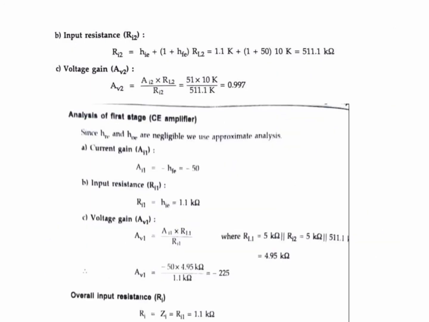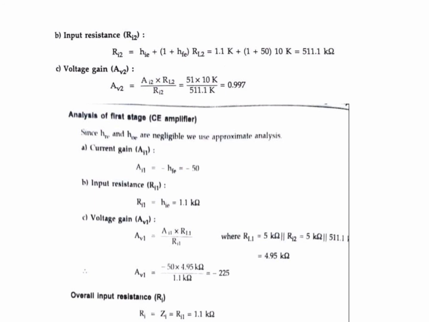Similarly, we can calculate the input resistance for the second stage, Ri2, which is equal to HIE plus 1 plus HFE into RL2. The value is 511.1K. And similarly, the voltage gain is given by the formula which we saw in the previous slide. I am stressing again and again, please remember those formulas. AV2 is equal to A2 into RL2 by Ri2, whose value is 0.97.